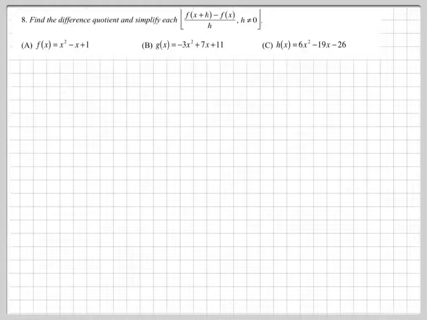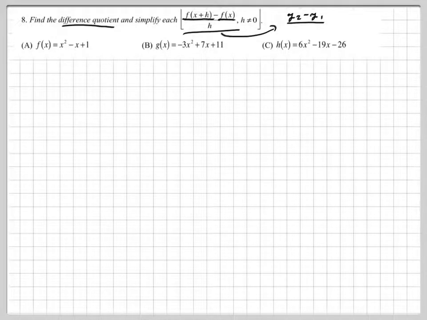Oh, the good old difference quotient. That's what we're doing on this one. We're finding the difference quotient for each of these functions. Essentially, it is the slope.